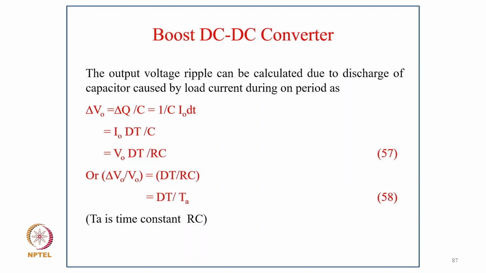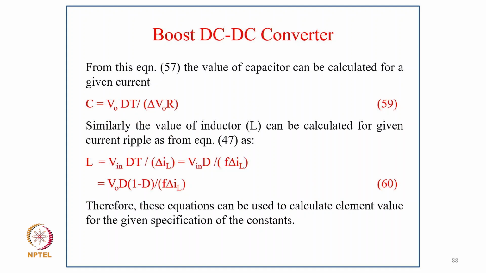So, now the output voltage ripple can be calculated due to discharge of the capacitor caused by load current during the on period. During the on period, the source is not connected to the load, only the capacitor is providing the output. So, delta V equal to delta Q upon C, that is 1 upon C IO DT, equal to VO DT divided by RC, or delta V upon VO equal to DT upon RC, or DT divided by tau, where tau is the time constant RC. So, from the ripple voltage you can find the capacitance, that is C equal to VO DT upon delta V into R.